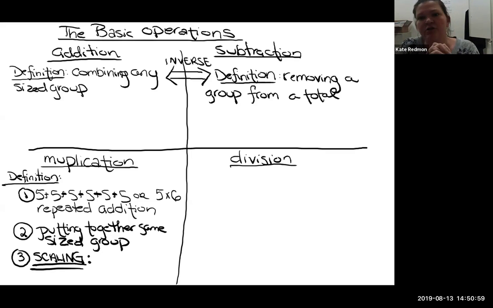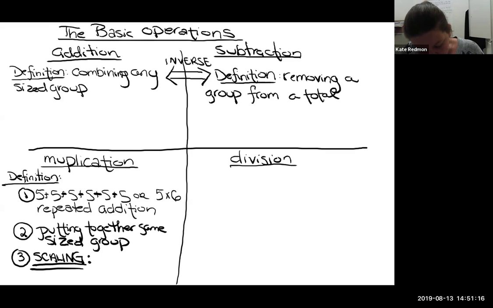And so that's a much better understanding of multiplication for us than this more elementary level of just repeated addition or putting together same size groups, because we're going to work with all different kinds of numbers on the GED. We need to understand that multiplication is an act of scaling. So let me show you what I mean.